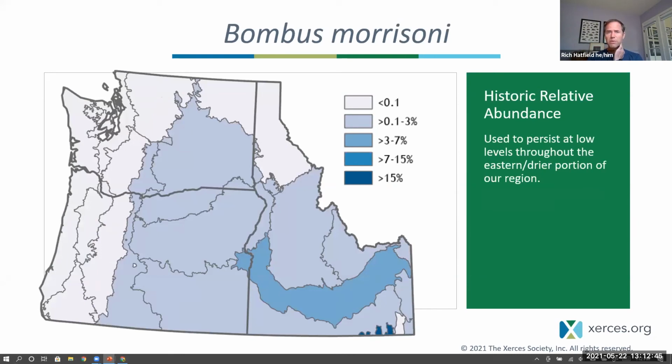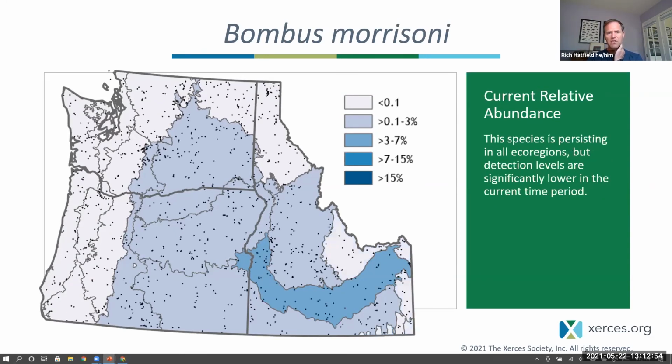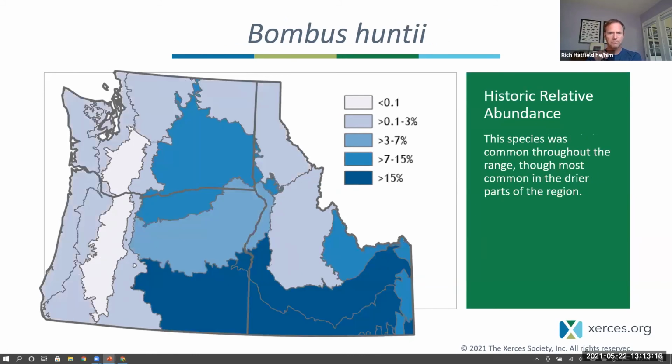And then Morrison's bumblebee, Bombus morrisoni, historically was around 3%, had some areas where it was more common, 3 to 7%. And it's largely maintained that, although its relative abundance has dropped within those buckets. So this is sort of 0.1 to 3% where it was. Historically, it was much closer to 3%, whereas now it's much closer to 0% in a lot of these areas. Some of these have only 2 or 3 observations in them over the last 3 years.